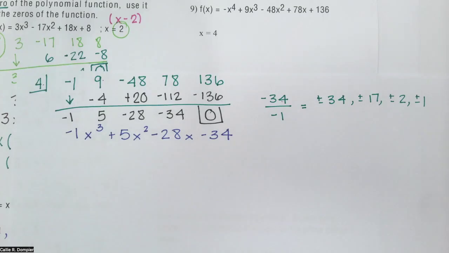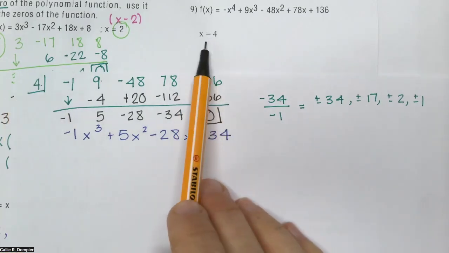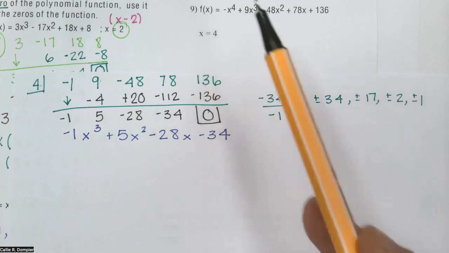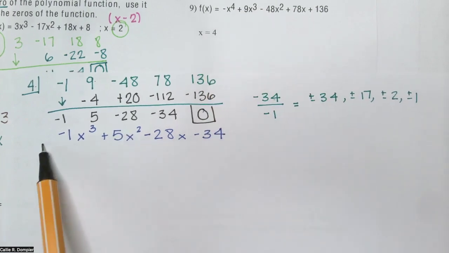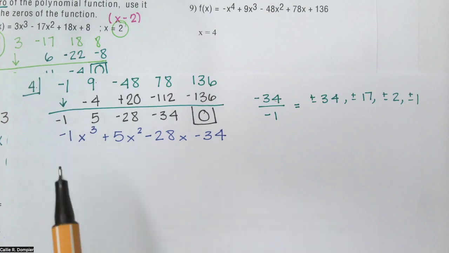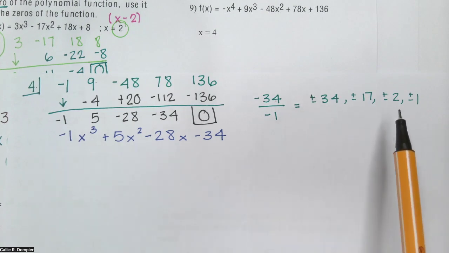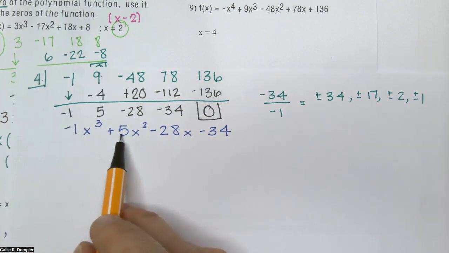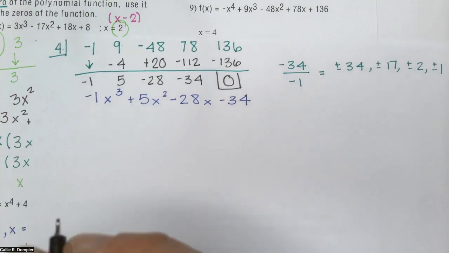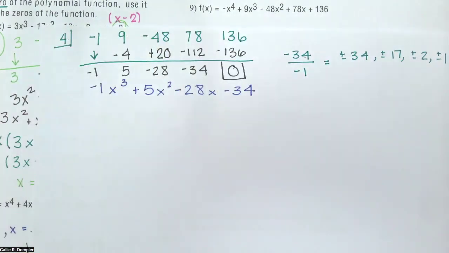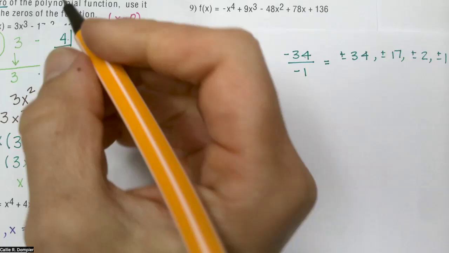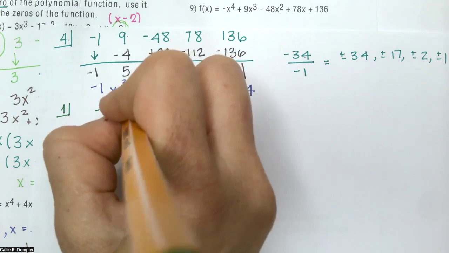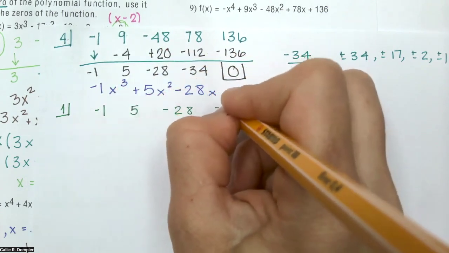Now, you may be noticing that 4 isn't on this list, right? That's because these are factors of this equation, and right now we're looking at this equation. It's a different polynomial, okay? So our only options are 34, 17, 2, and 1, but we have to check both the positive and the negative, okay? So we're going to use -1, +5, -28, and -34. And let's just start with a +1 because that sounds simplest. 1, and then my terms are -1, +5, -28, and -34.